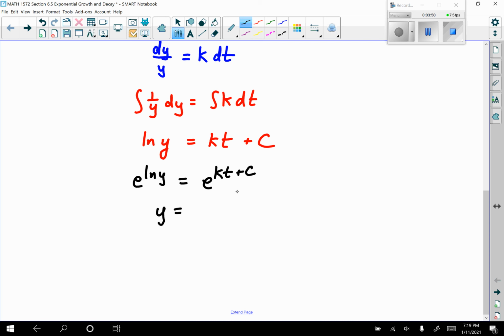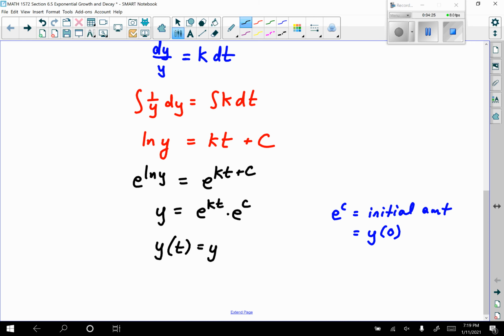Now we're going to use a little exponent manipulation, laws of exponents. So I'm going to separate this as e to the kt times e to the c. Because we're multiplying powers with the same base, we state our base once and add the exponents. Well, e to the c is going to be the initial amount. So we could also just call this y of 0. So now y of t is going to equal y of 0, the initial amount, times e to the kt. So this is our equation.